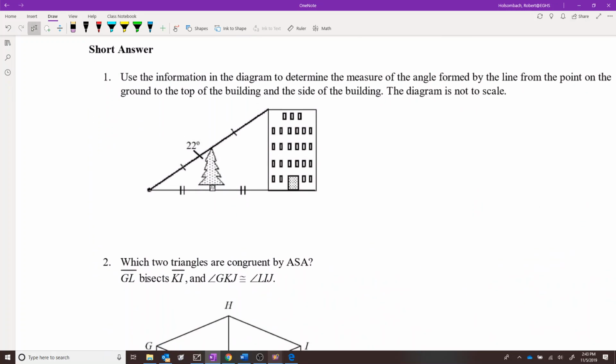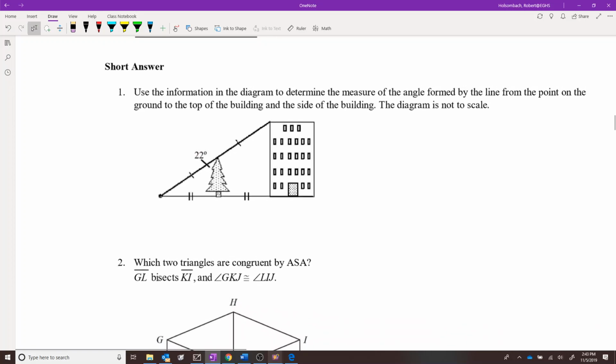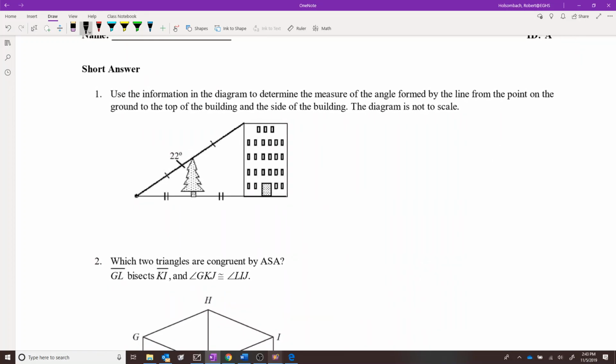Alright, short answer. This comes right off yesterday's worksheet. Use the information in the diagram to determine the measure of the angle formed by the line from the point on the ground to the top of the building. That is this line right here. Here's your point on the ground. Here's your top of the building. You're looking for this angle right in here.